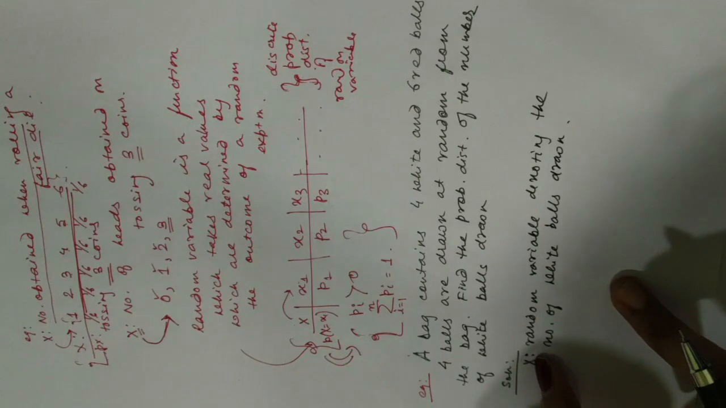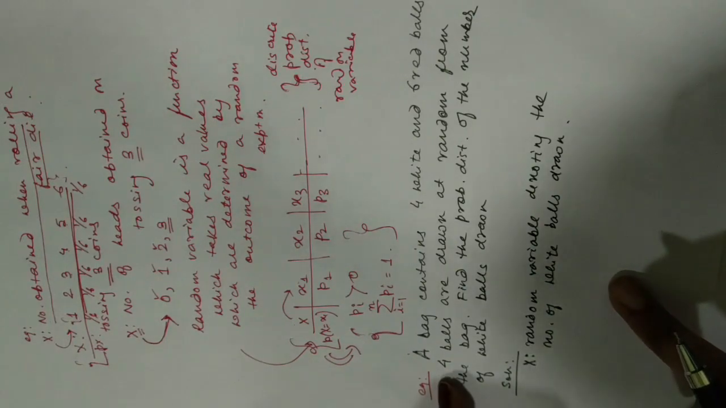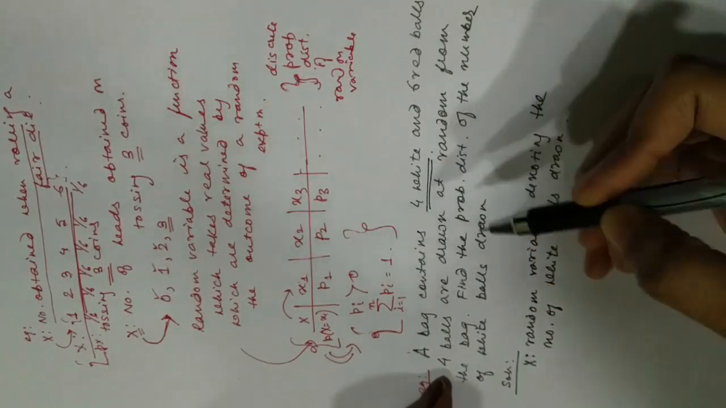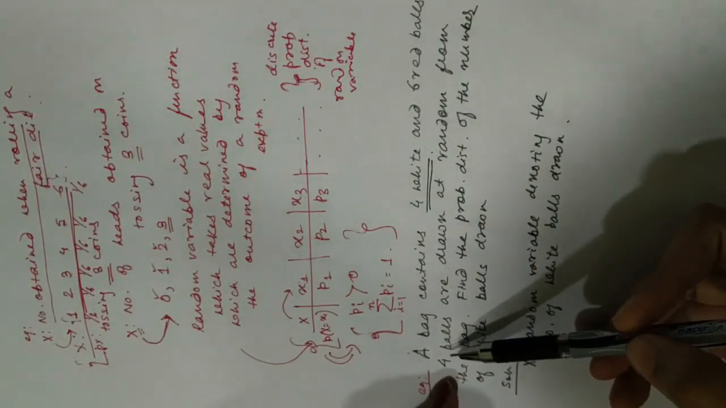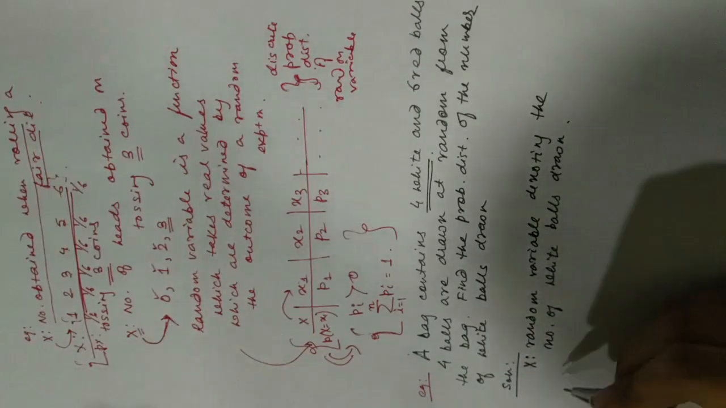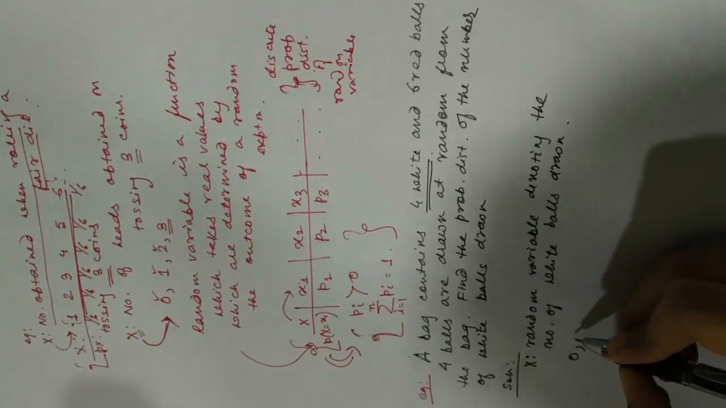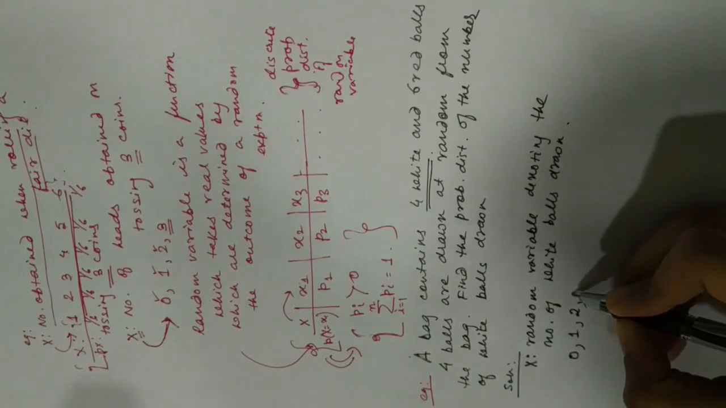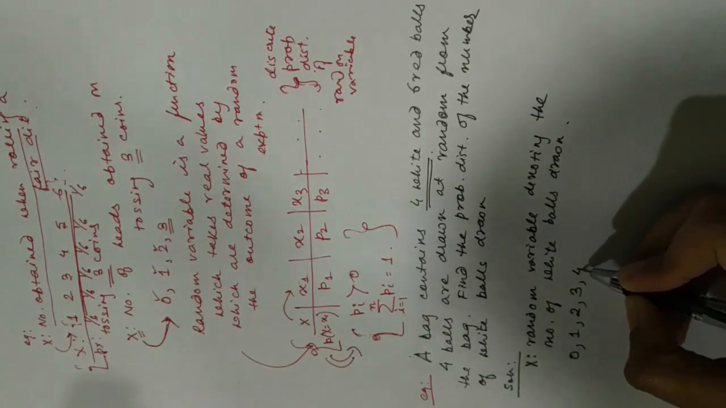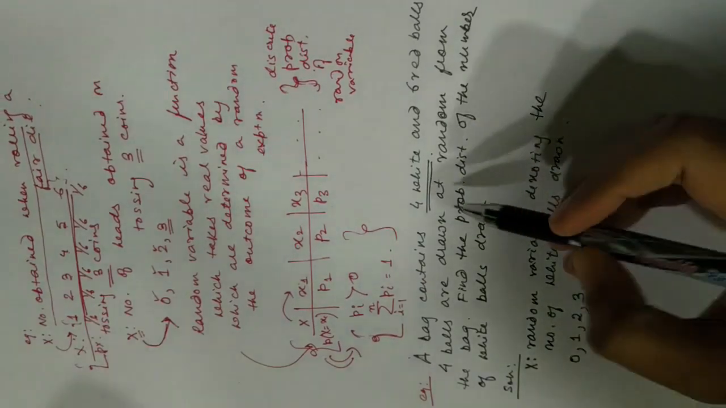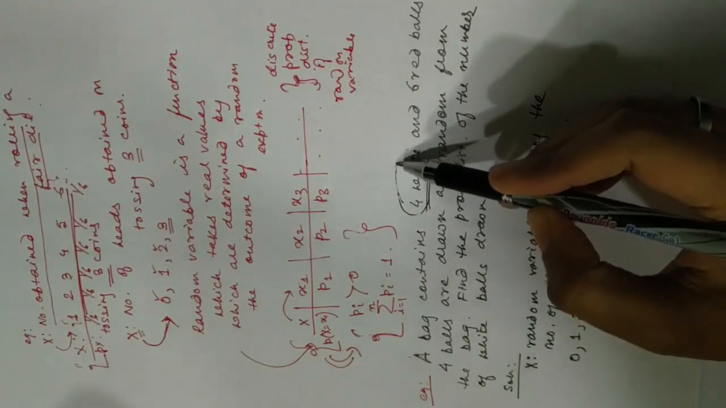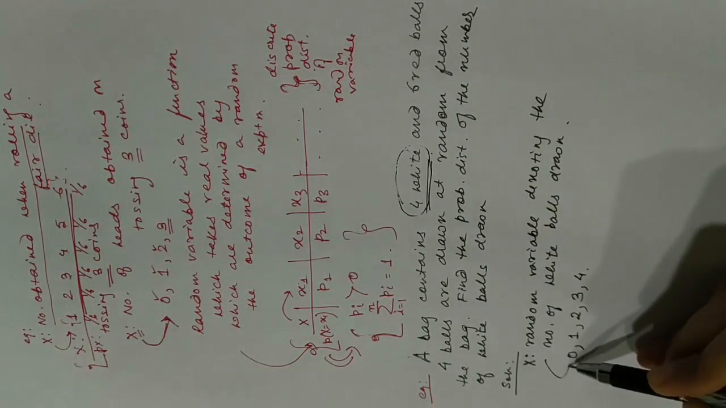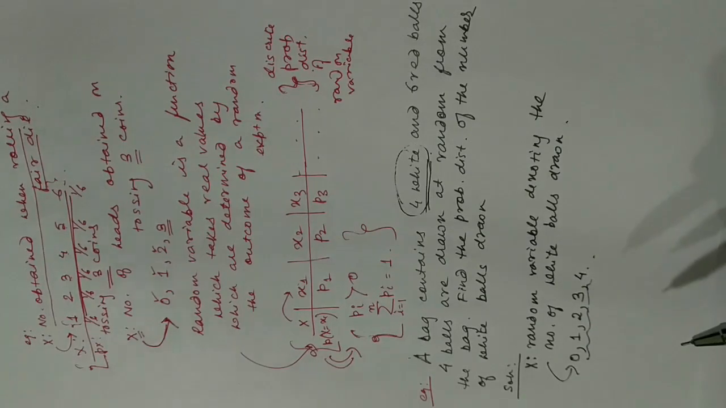Since we are drawing 4 balls at random and we have only 4 white balls, there is a possibility that we draw 0 white balls, one white ball, two white balls, three white balls, or a maximum of four white balls, because the total number of white balls available is four. So our random variable can take these values.